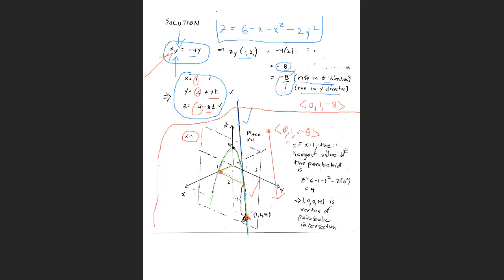Okay, and I made a little aside here, just how did I get this -4? Well, if x equals 1, which it is for that parabola, then the largest value of the paraboloid, probably should say parabola, not paraboloid, the largest value of the parabola would be 4. You know what I mean.